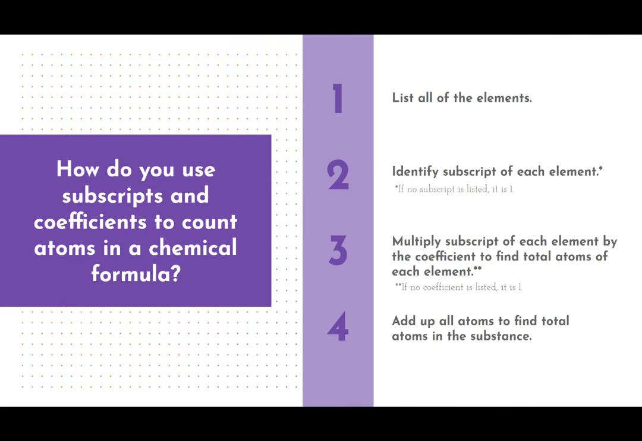So how do you use subscripts and coefficients to count atoms in a chemical formula? Here are 4 steps. First, you need to list all of the elements. Then you identify the subscripts of each of those elements. And remember, if no subscript is listed, it's 1. Then you multiply the subscript of each element by the coefficient to find the total atoms of each element. And then you add up all the atoms to find the total atoms in the substance.